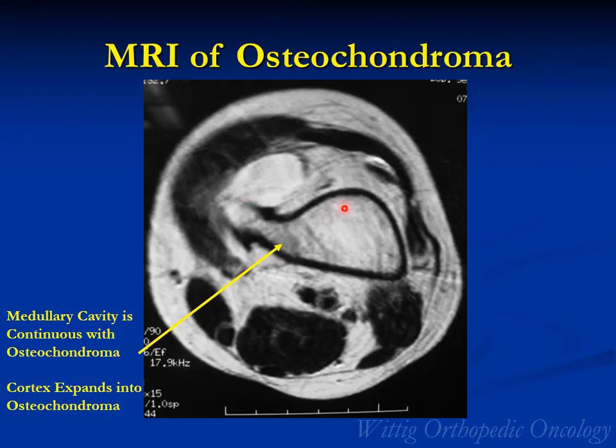Again, this is an MRI of the osteochondroma where you see the cortex expand and the medullary canal expand into the osteochondroma.